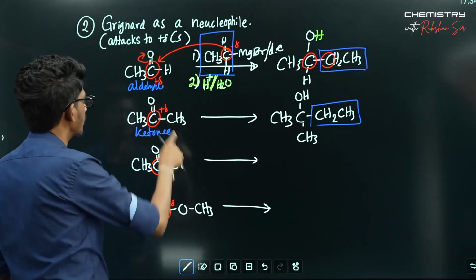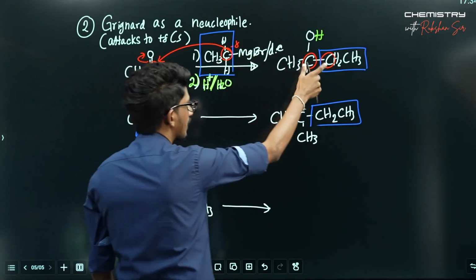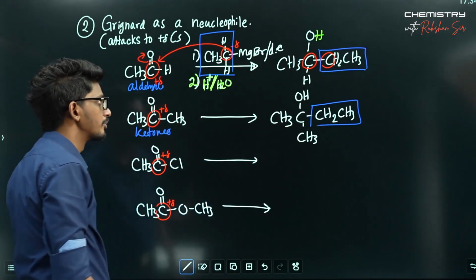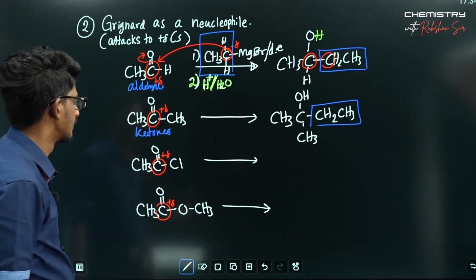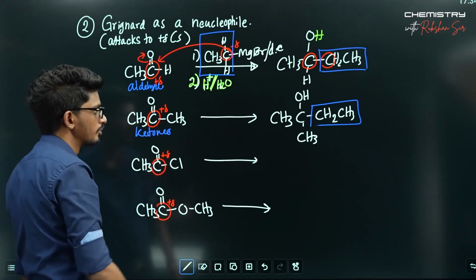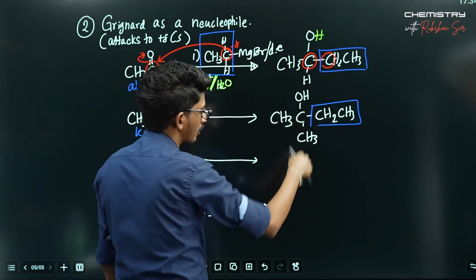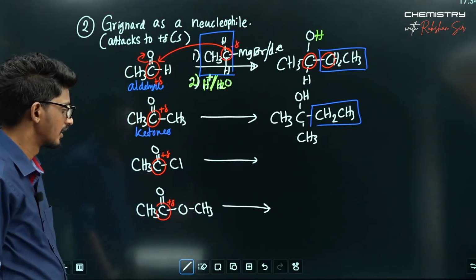With the aldehyde you have one R group. With the product now you have two R groups. A secondary alcohol is produced from the aldehydes. With ketones, as you already have two R groups, alcohols with three R groups, tertiary alcohols, will be produced.